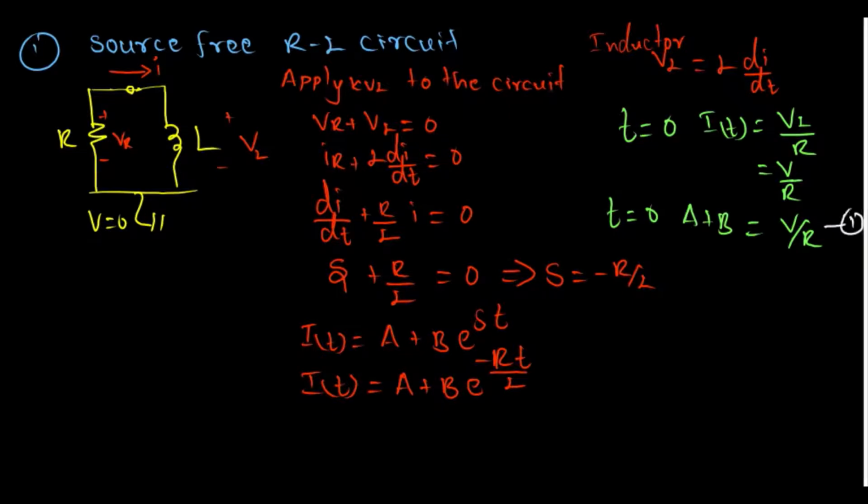When we plug in t equal to infinity, A is equal to 0, because I is equal to 0.